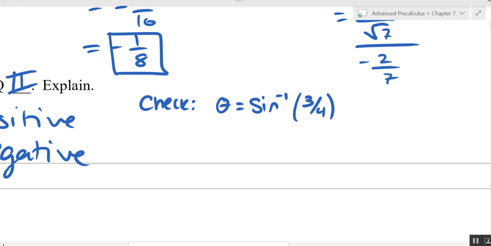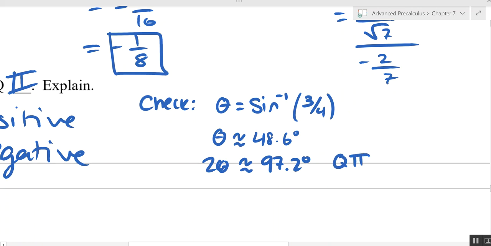And if you did that on a calculator in degree mode, you would get 48.6 degrees, which means that 2 theta would be twice that, or 97.2 degrees, and clearly that is in quadrant 2. And that confirms our suspicion from our work that it was in quadrant 2.